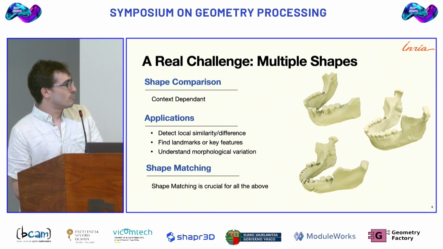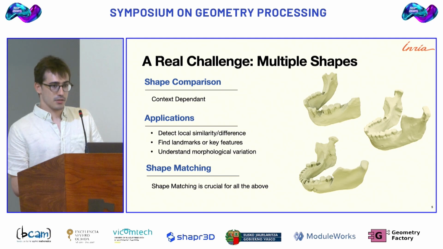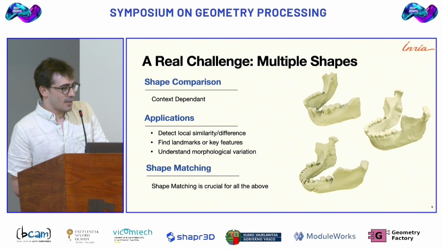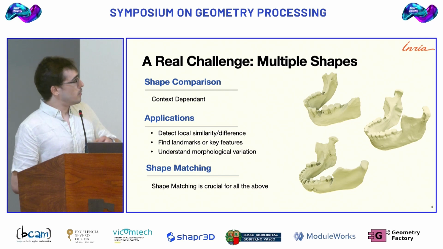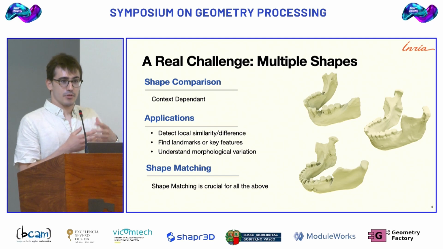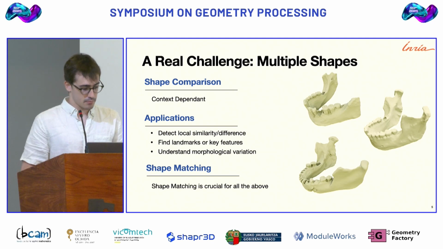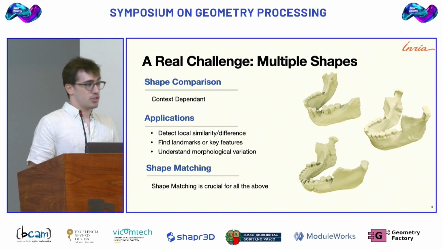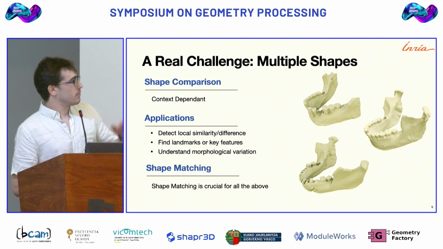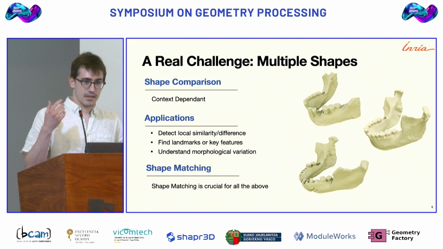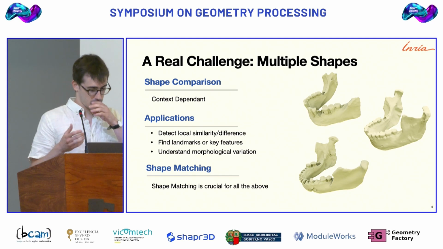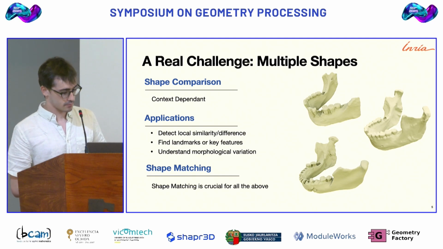And very generally, what we want to do when we have multiple shapes is compare them. That doesn't mean anything by itself. You might already see that it's very, very context dependent. But we just want to say something about the collection as a whole, maybe not individual shapes. It could be just about detecting local similarity or local differences. Maybe we just need to have landmarks or features. And more generally, if I have this collection, what I want is to understand the morphological variation, like how the shapes vary within the collection.